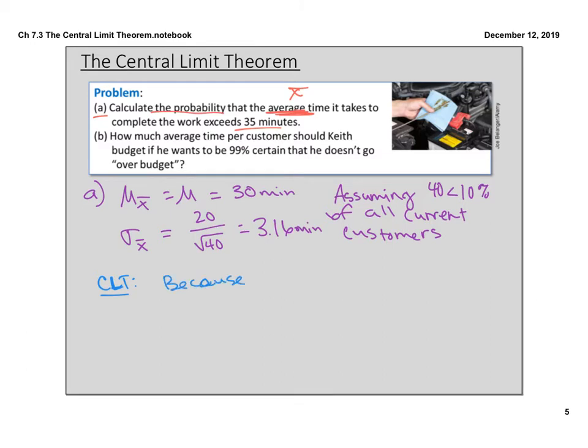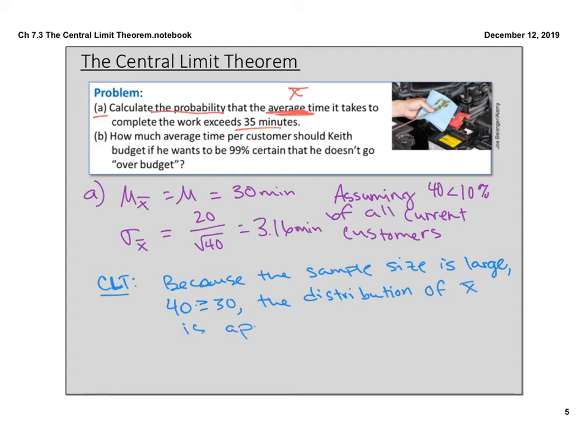Because the sample size is large, or in other words, 40 is greater than or equal to 30, the distribution of sample means is approximately normal. Okay, now the question is, why did I need to say that?